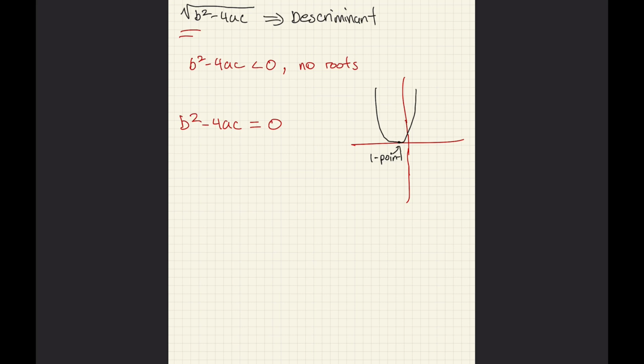So when b squared minus 4ac equals 0, we only have one value for our roots. Another way of thinking about it is that b squared minus 4ac equals 0 means it's a square, so we can write it in the form (a plus b) squared.